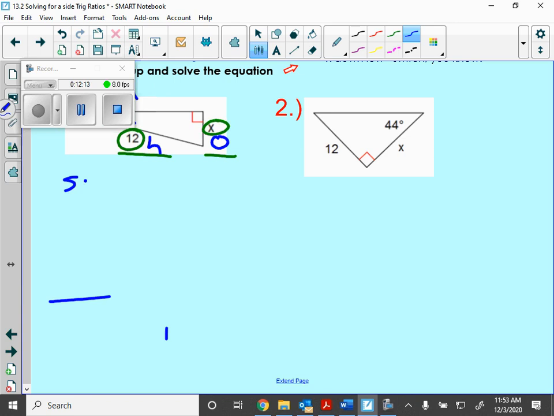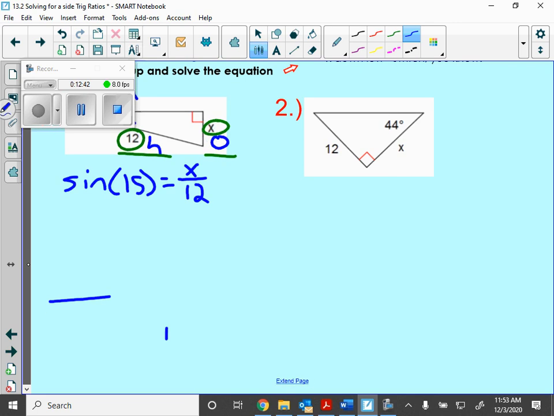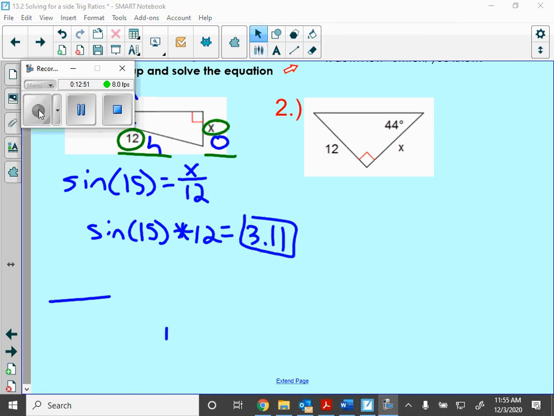It is going to be sine. Sine of, what's my angle? My angle is measurement of 15. And then that sine is going to be what over what? X over 12, because that's an opposite over hypotenuse. When X is up high, you multiply. Right? So, this is how you solve the problem. Sine of 15, close your parentheses, you multiply by 12, and you get the answer. So the answer, sine of 15 times 12 is 3.105. The 5 rounds to 0, the 1 is 3.11.